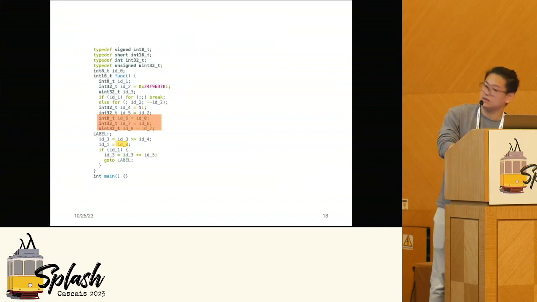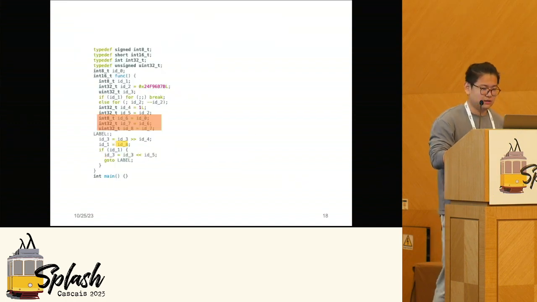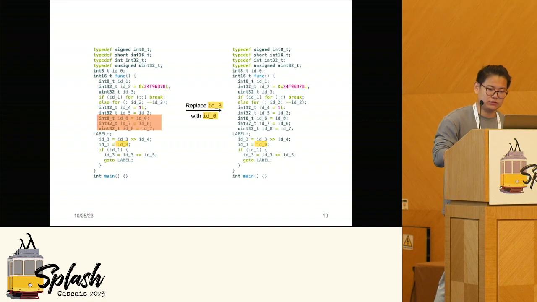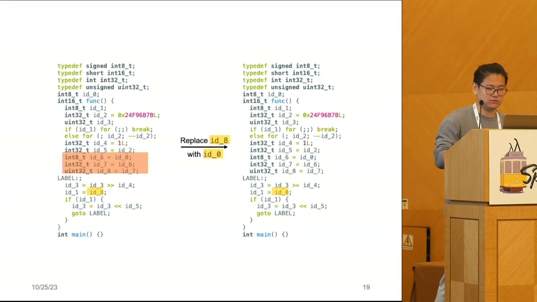So first, let's look at this highlighted code. We can see that these statements pass the value of ID 0 to ID 6, and then to ID 7, to ID 8, and eventually to ID 1. So we tried to replace the ID 8 highlighted in yellow with ID 0. So the program directly assigns the value of ID 0 to ID 1. And we found the program after this replacement will still trigger the same bug as expected.